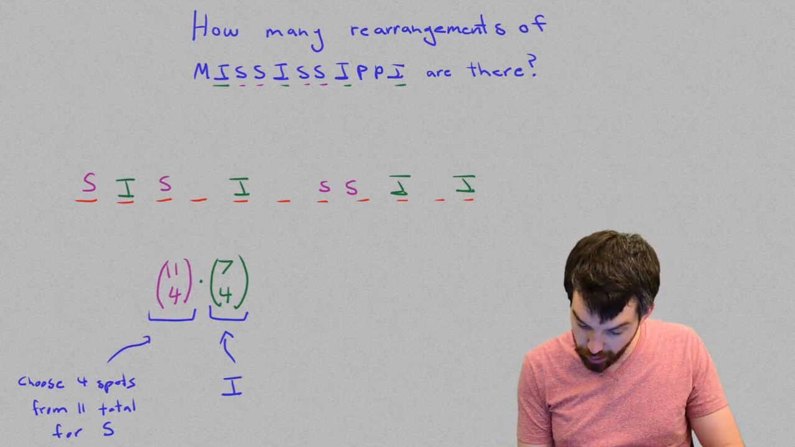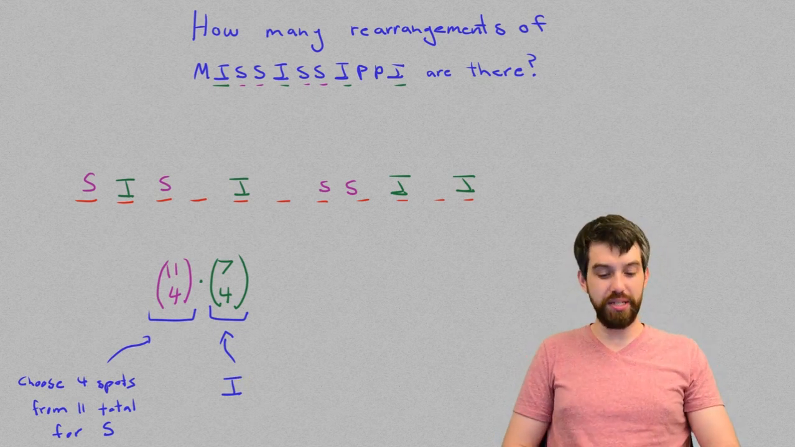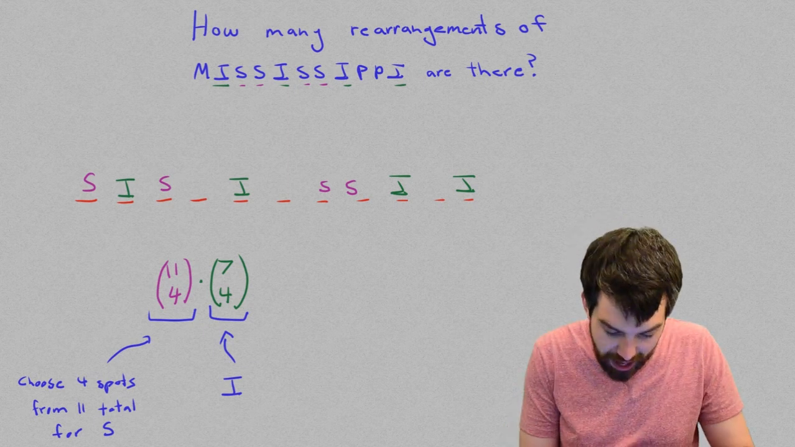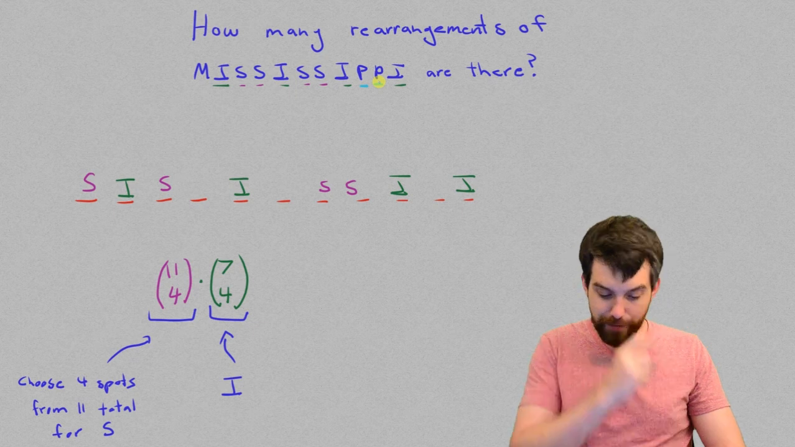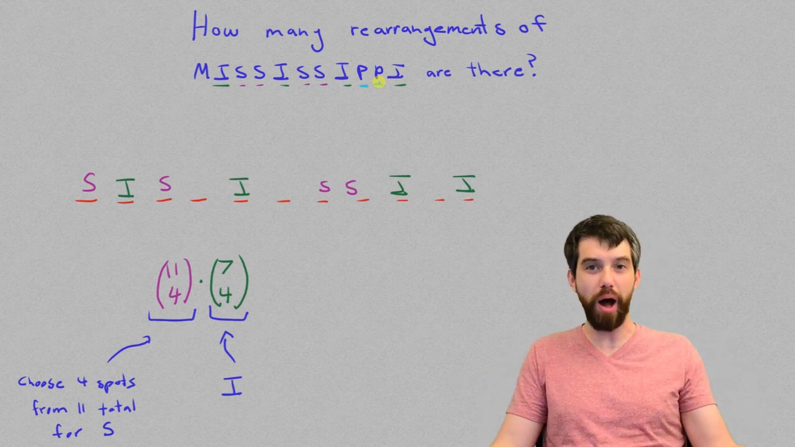All right, moving right along. Next up, I want to choose... we've done the S's and the I's. Oh, how about we do the P's? I've got 2 different P's here, and I've got 4 remaining spots.